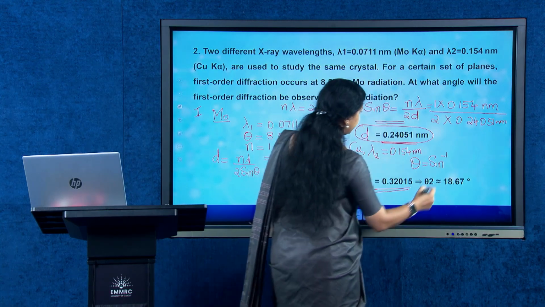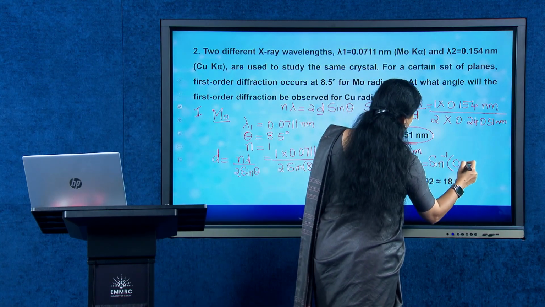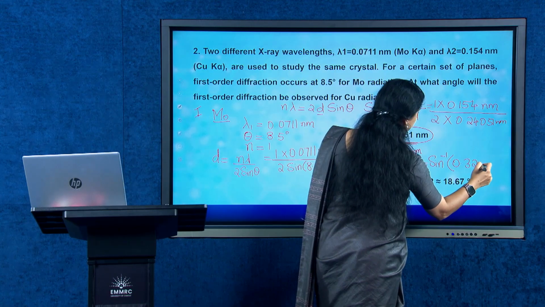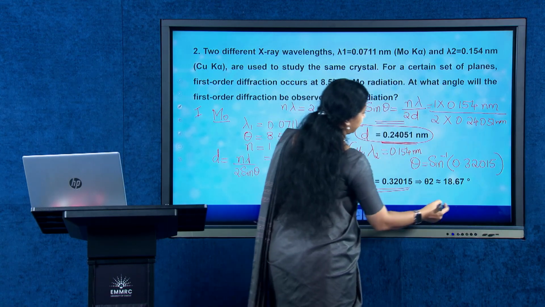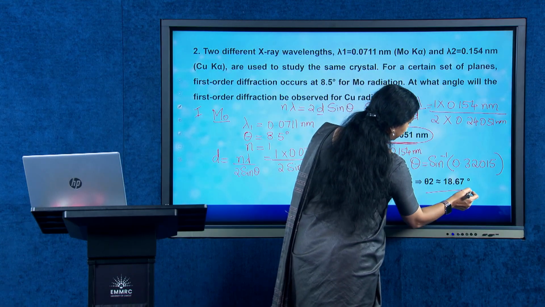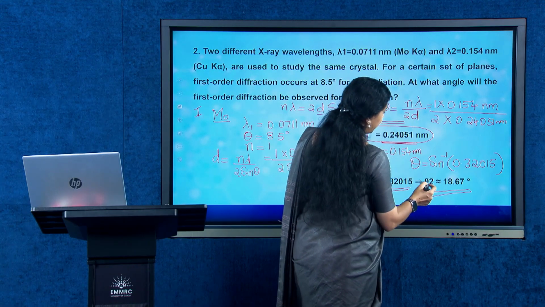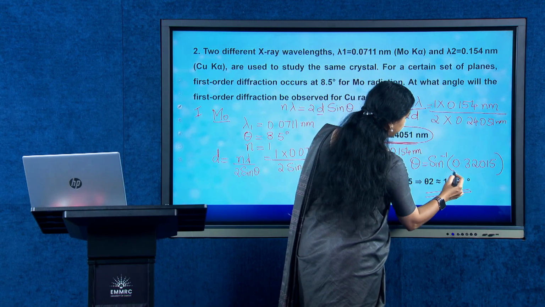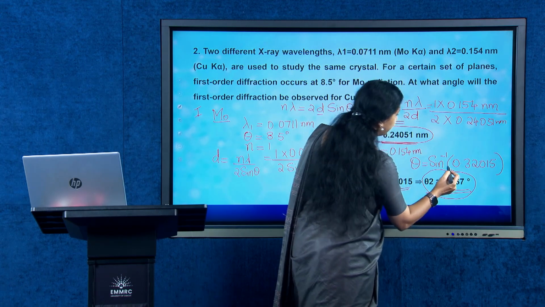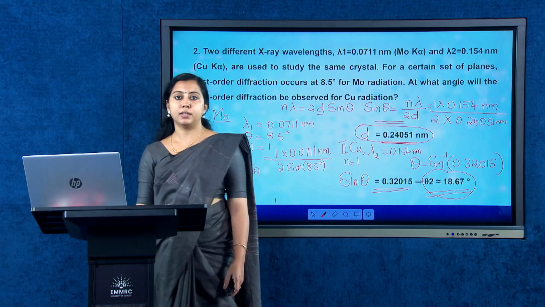So, if sin theta is 0.32015, you can find out theta as sin inverse 0.32015. That will be equal to 18.67 degree. You can either mention theta or theta 2, whatever is convenient. So, the value will be 18.67 degree.